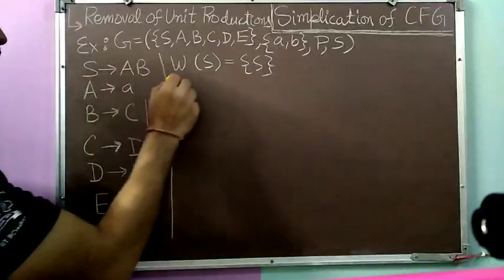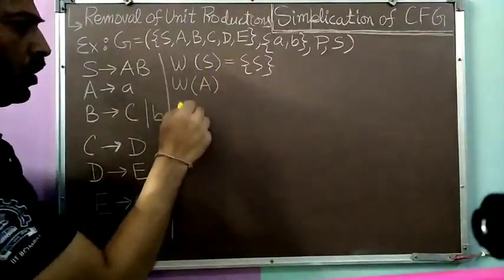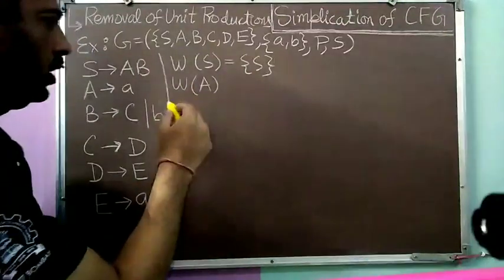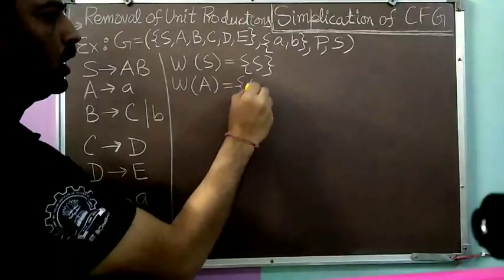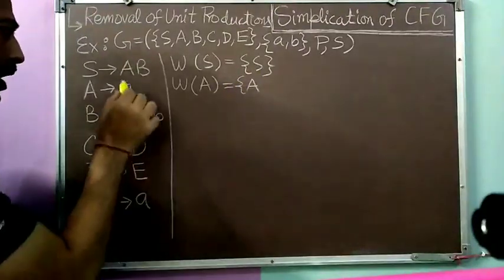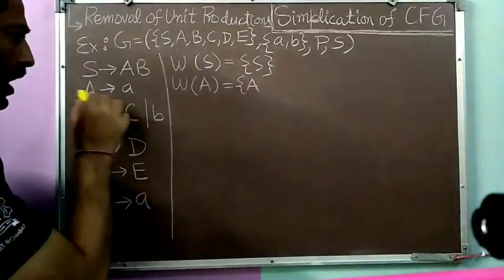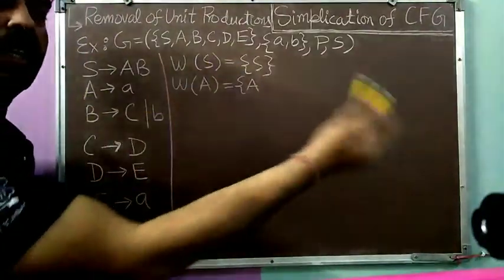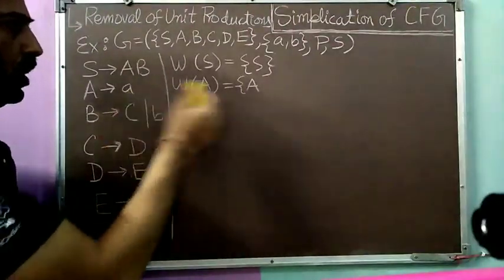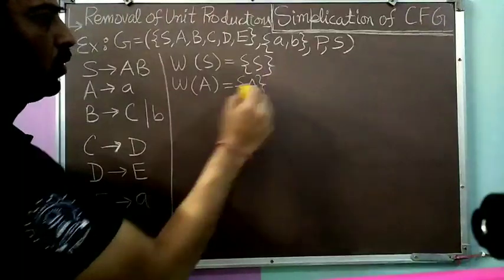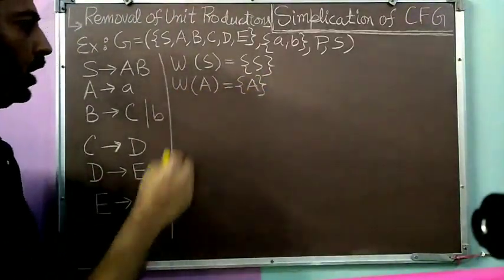Then similarly, we will try to find W of A. I'm not writing W1, W2 and so on. W1 of A is equivalent to A. Then I will look at the unit productions of A. A does not have any unit production, so nothing new will be added here. So W2 of A will also be equal to the same one. W1 of A is equal to W2 of A, so that's why it will become W of A.